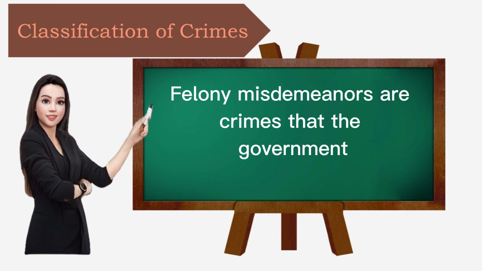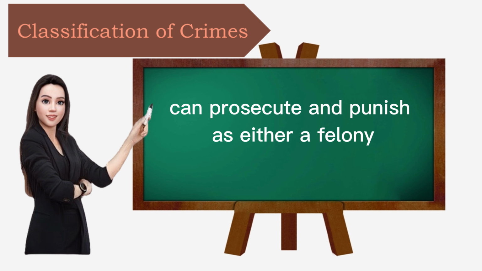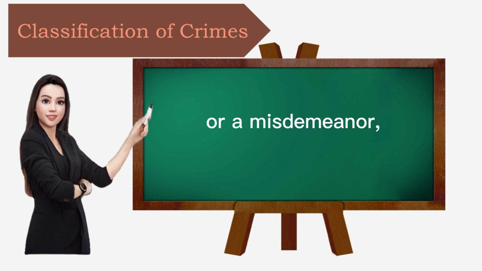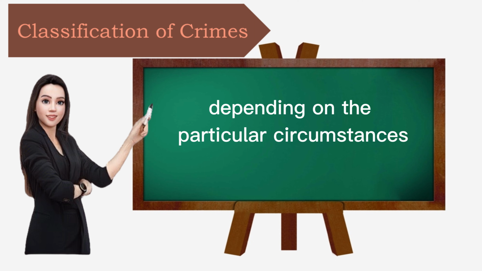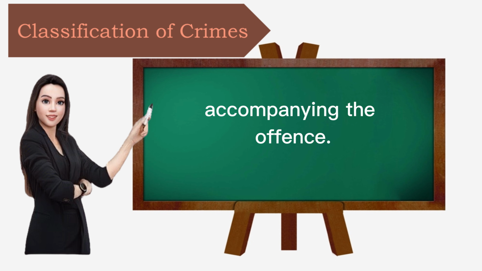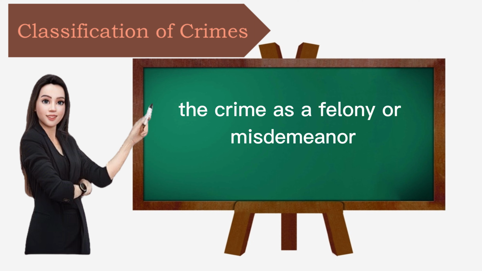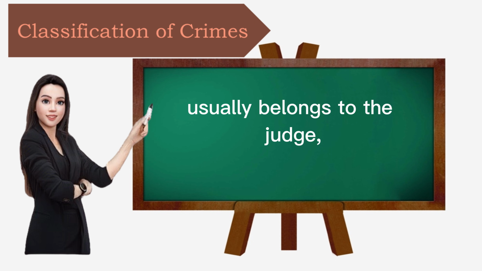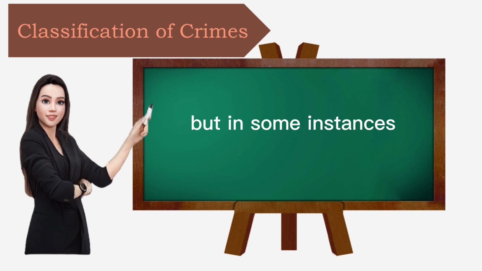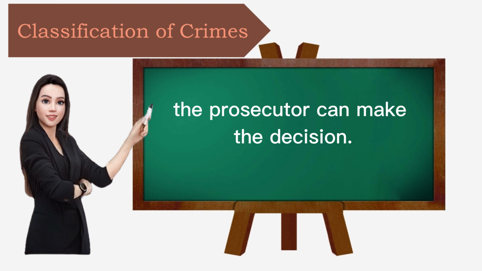Felony-misdemeanors are crimes that the government can prosecute and punish as either a felony or a misdemeanor, depending on the particular circumstances accompanying the offense. The discretion whether to prosecute the crime as a felony or misdemeanor usually belongs to the judge, but in some instances the prosecutor can make the decision.